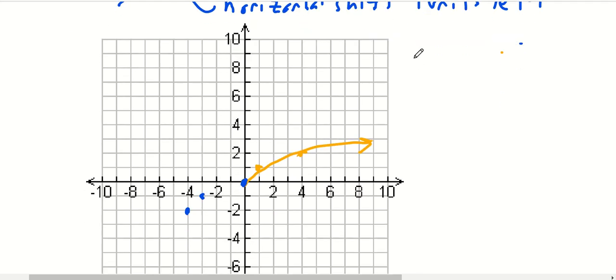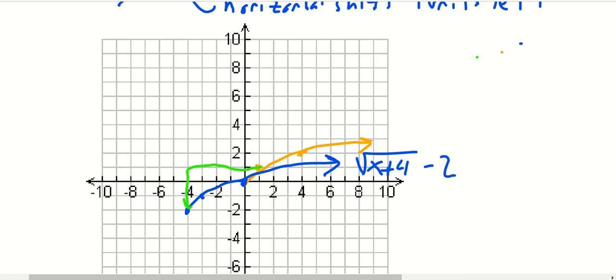Now that we've done this, we can go ahead and connect our dots. And we know what the overall shape should look like. So this is the graph of the square root of x plus 4 minus 2. It's the graph of the square root function, but with each point simply moved over 4 to the left and then down 2. So 4 left and in addition down 2.